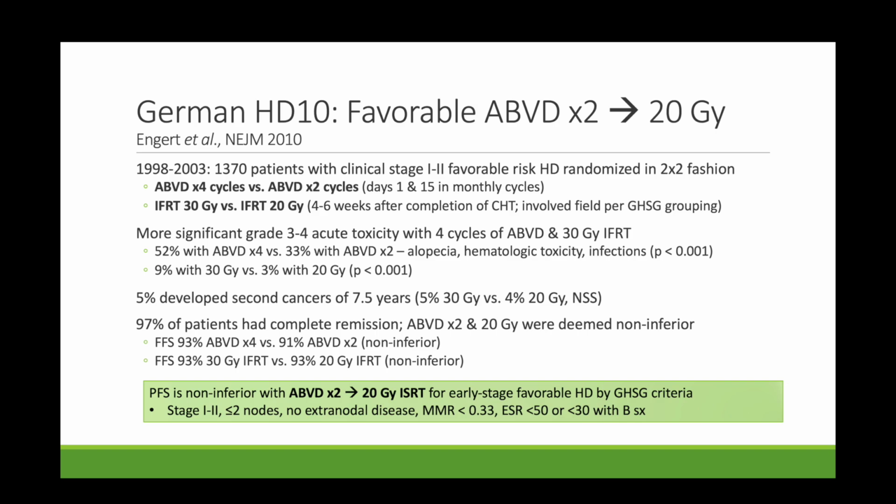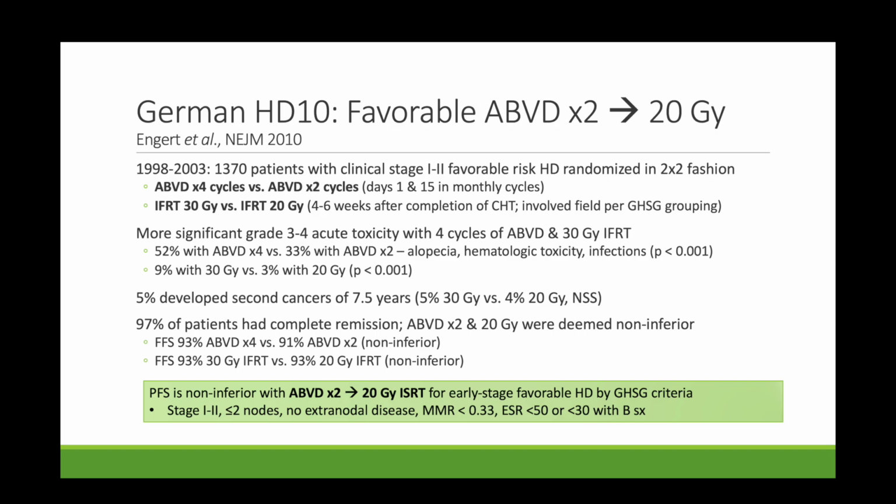And remember, involved field radiation is what was used in a lot of these older trials, but we now know from our ILROG guidelines that that is an outdated technique. It just gives too much radiation to too large of a field. We have now narrowed down our fields to involved site radiotherapy. So it's safe to kind of apply these treatment paradigms knowing that the studies used involved field radiotherapy, but in the modern era, we use involved site radiotherapy. Anyway, so 2x2 randomization, ABVD times 4 versus times 2, and then 4 to 6 weeks later, either radiation to 30 gray or to 20 gray.